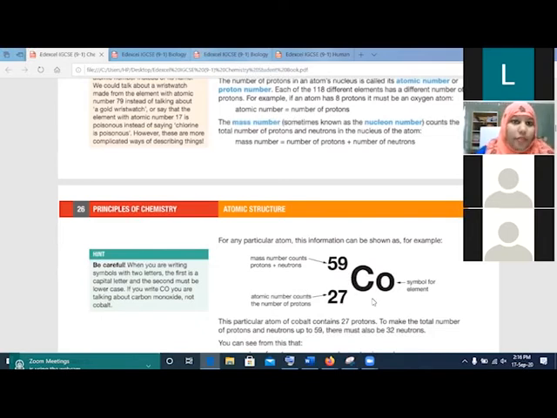They have a symbol. Every element has a chemical symbol, which is its identity. Now, Co stands for the element cobalt.